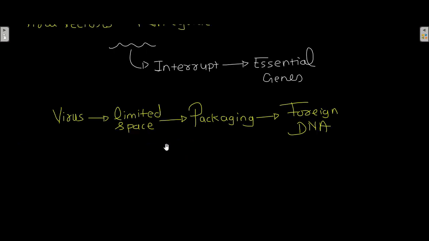And another disadvantage of using viruses as vectors for transfecting animal cells is that viruses have limited space for packaging the foreign DNA. So you cannot transfect your animal cell with a very large sized DNA. There is a limited space and you have limitations on the size of the foreign DNA which you can insert into the viral vector. So that is another disadvantage.